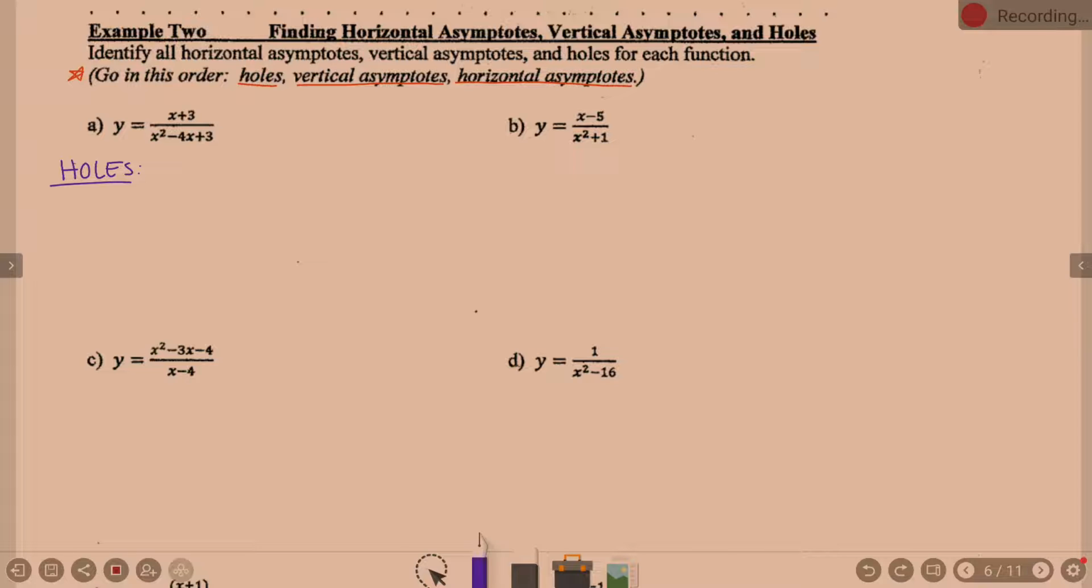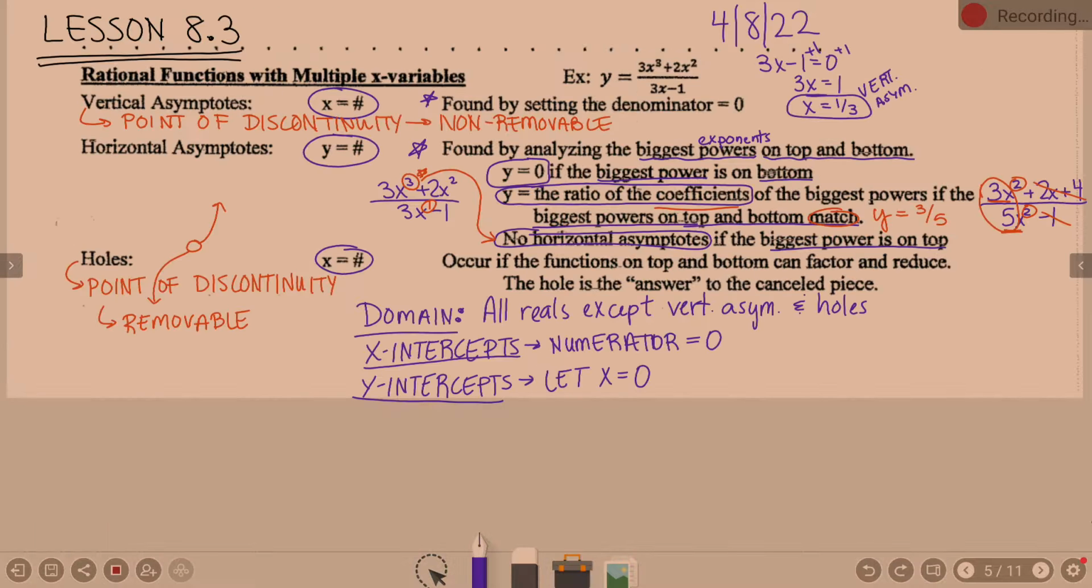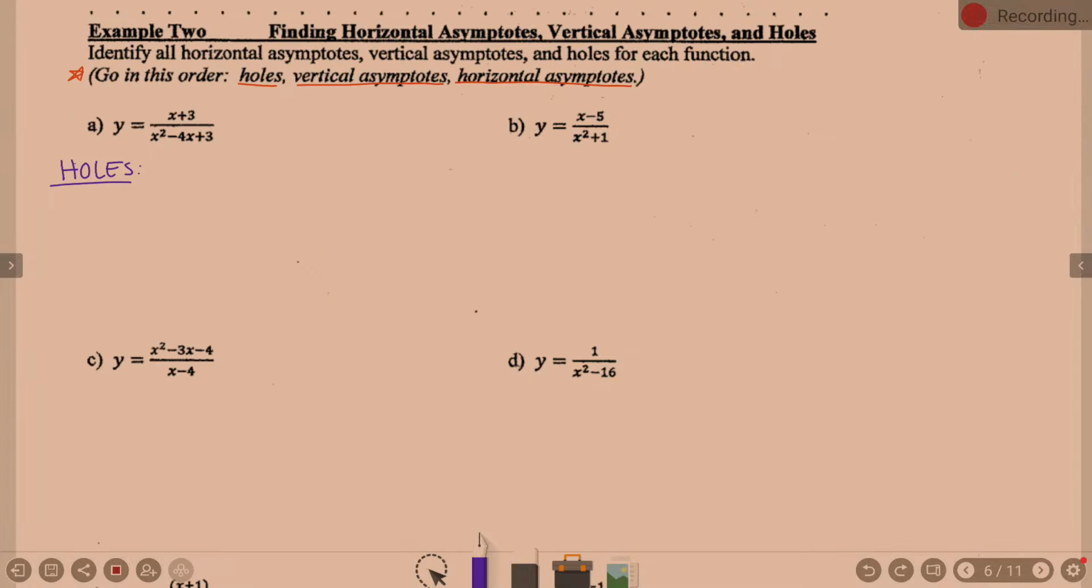I see people starting to flip back because you've already long since forgotten how do we find holes? So if I flip back here, holes occur if the functions on top and bottom can factor and reduce. So, okay, factor. We need to start by factoring this problem. In this fraction, what do you see that factors?